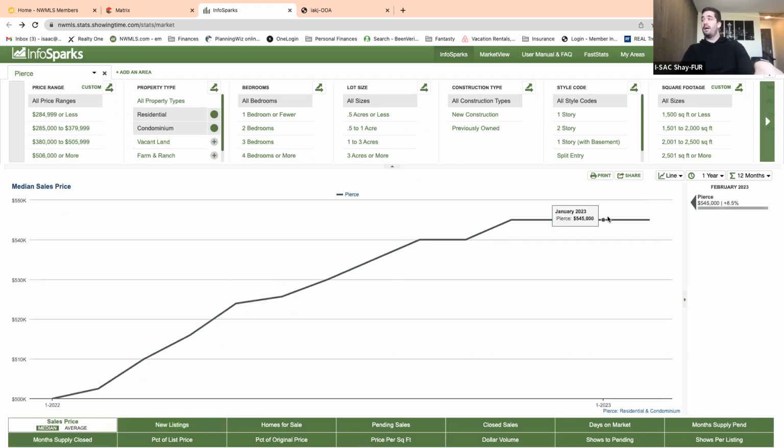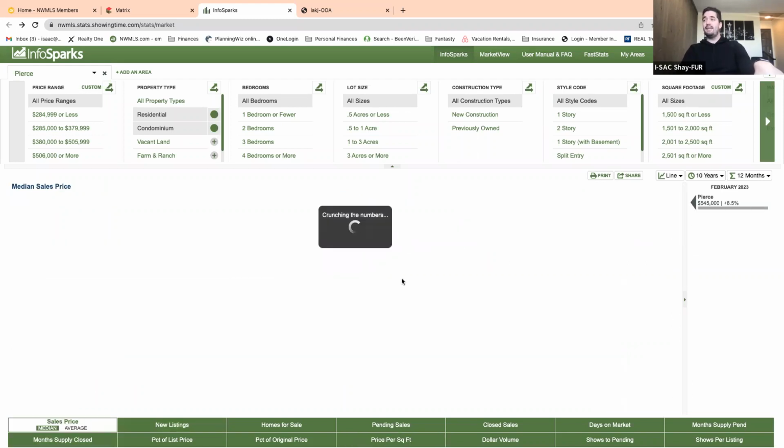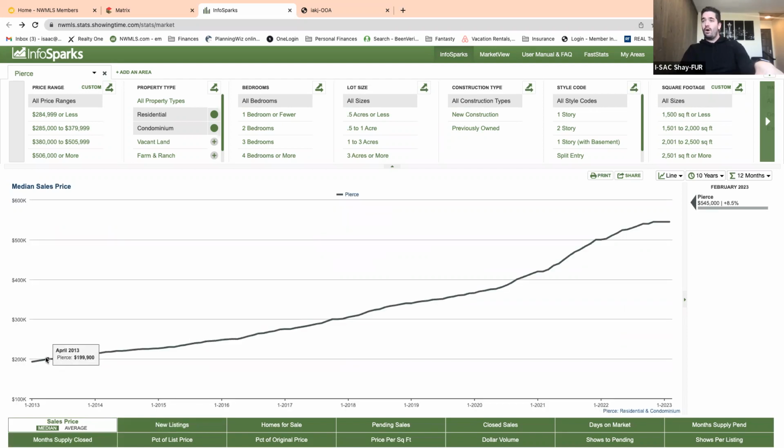Another way you could talk to a buyer is you could show them 10 years. On average, is that saying 8.5? No, it's just 8.5. Well, I guess you could just show them this, right? You could say in January 2022, the median sale price was 500. Today it's 545. In 2021, it was 420. In 2020, it was 365. We're seeing a trend here, right?